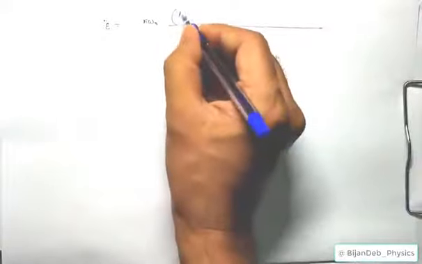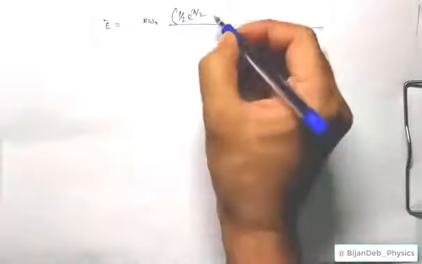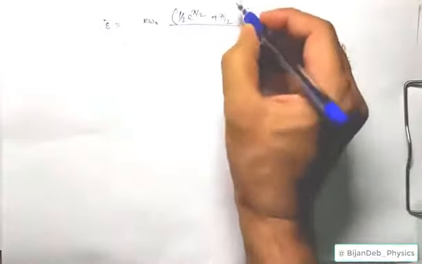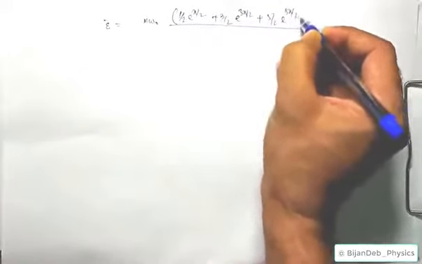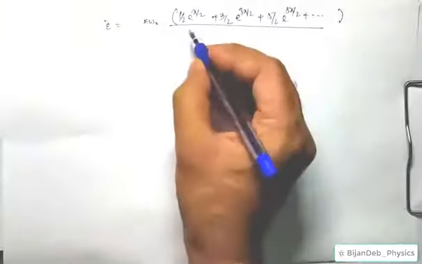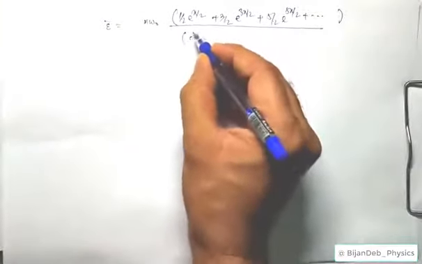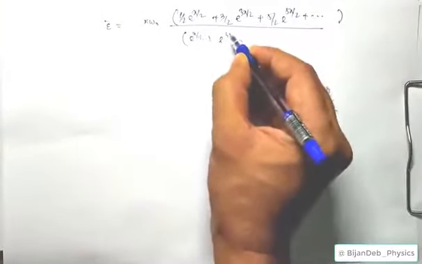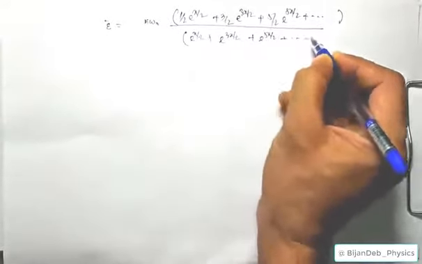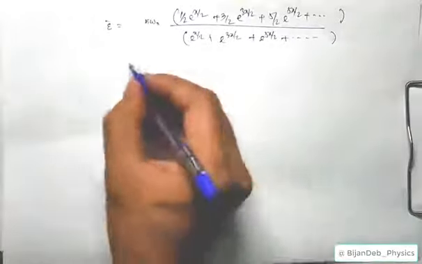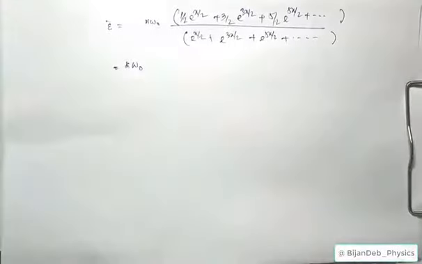So if you put 0, it will be x by 2 plus 3 by 2 to the power 3x by 2 plus 5 by 2 to the power 5x by 2, like this, and so on in the numerator. And the denominator, if you put, you will get like this. So you simply put this.